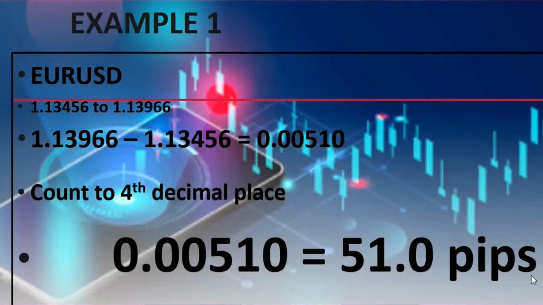As you can see, 0.00510 actually has 5 decimal places. So, for me to get a full number of pips, I will count up to the fourth decimal place and put a decimal after the fourth decimal place. I hope I'm not confusing you. And that is how I got to 51 pips.